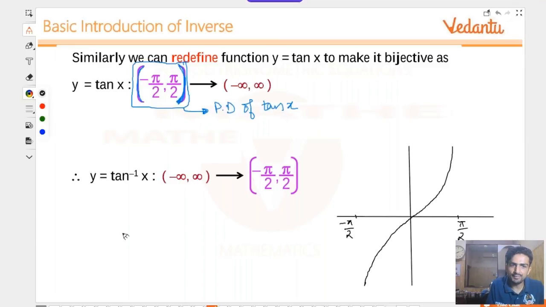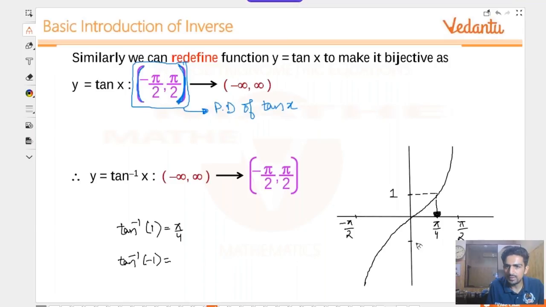Now when it comes to finding value, it is exactly similar to what we have been doing so far. Tan inverse 1: how to think about this? It is that angle for which tan is 1. We know it's pi by 4. Tan inverse of minus 1 is that angle for which tan is minus 1. Now when is tan minus 1? Minus pi by 4.